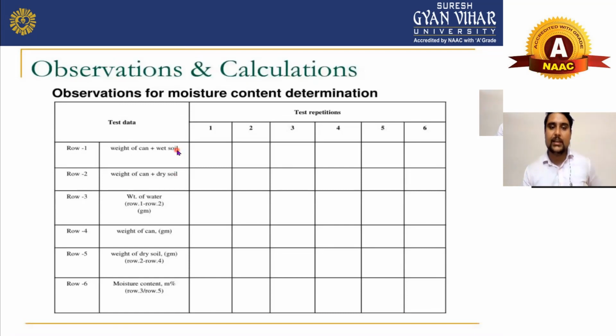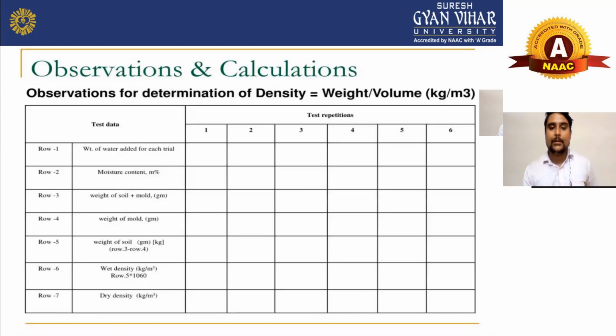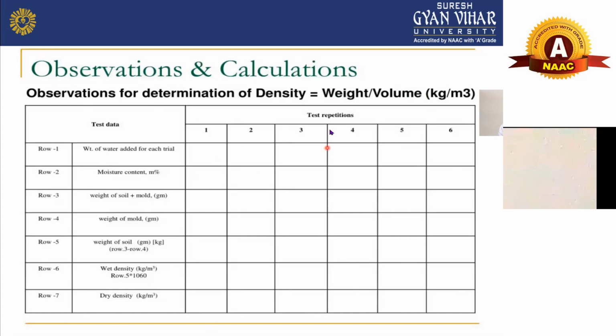Now this is your observation and calculation table. As you can see, first you have to take the weight of can plus soil, second the weight of can plus dry soil, weight of water, after that the weight of can, next the weight of dry soil, then moisture content in percentage, and these will be your repetitions. Here is the observation and calculation of dry density, which is equal to weight upon volume. You have to take the data in this table, then you will get the exact result.